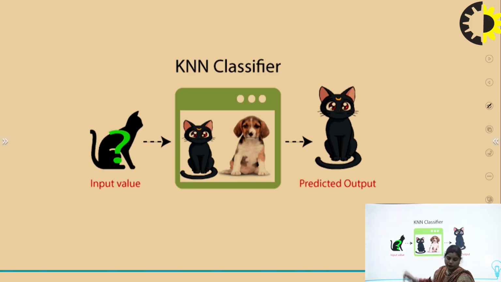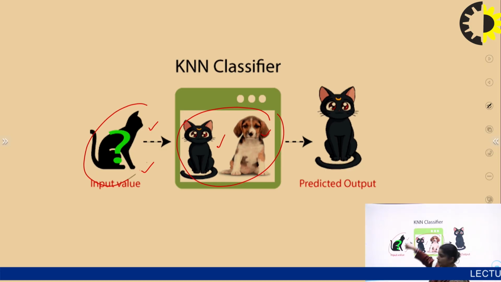Just like this is the image diagram. Suppose here we have an input value, that is an image, and we can see that the image looks like a cat. When it goes to the KNN classifier, we have both the images, cat and dog. Our KNN classifier classifies that image based on the similarity features. It looks like a cat, so the predicted output will be the cat.